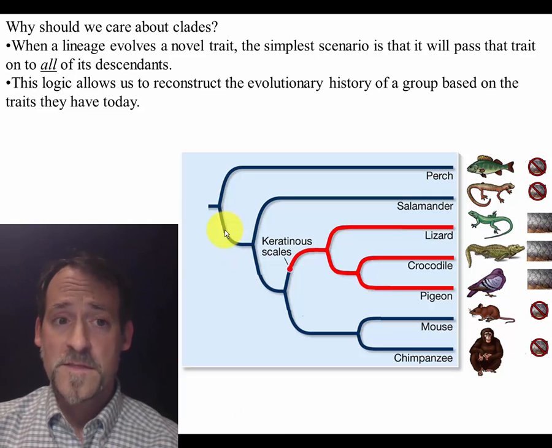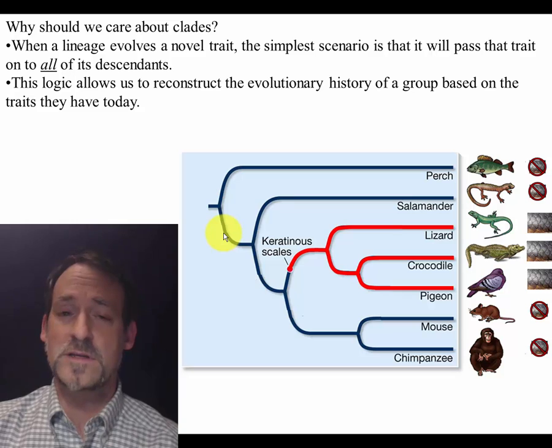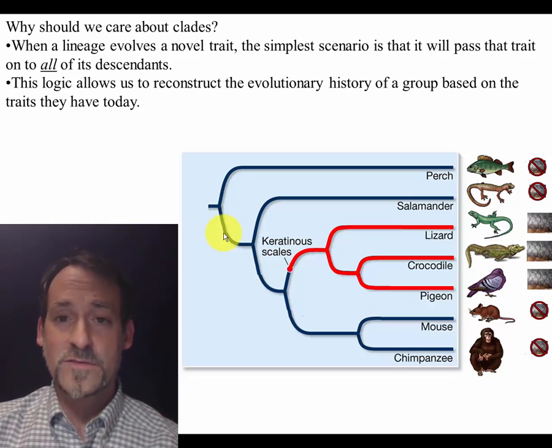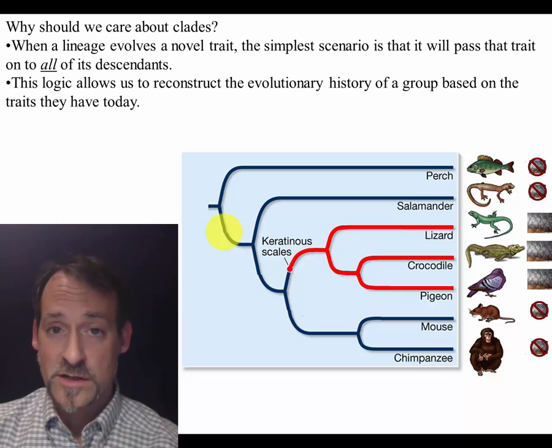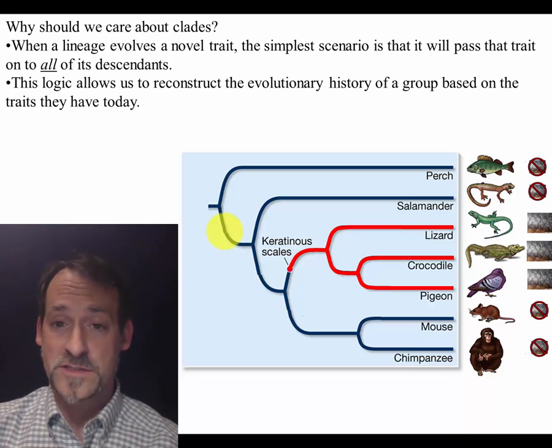This logic that most often a lineage that evolves a novel trait or a novel character state will pass it on to all of its descendants is the foundation of the logic that we use to reconstruct organisms' evolutionary histories.